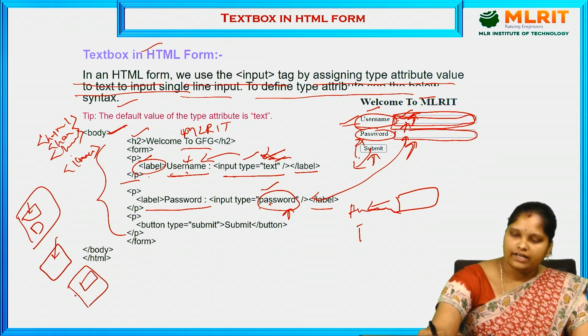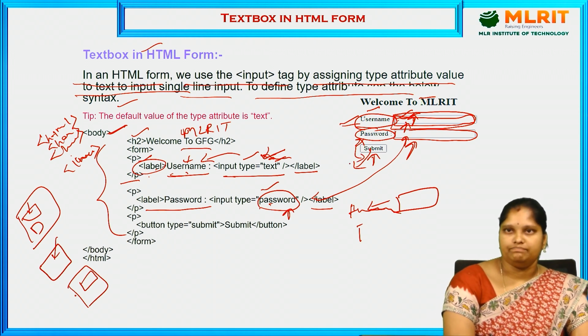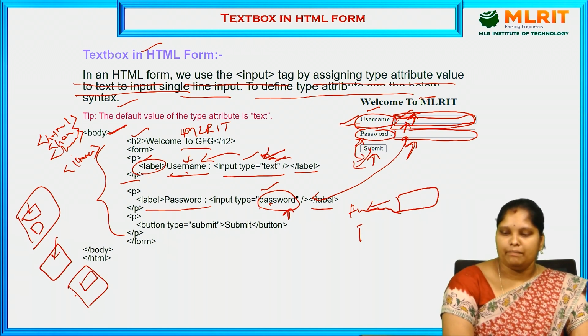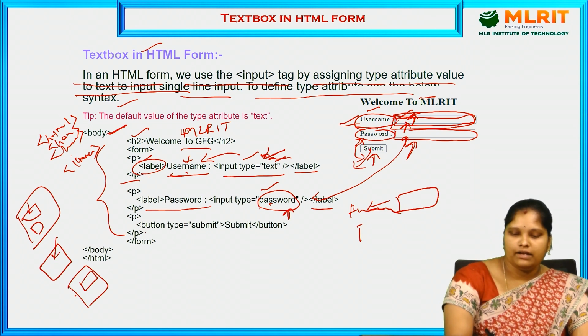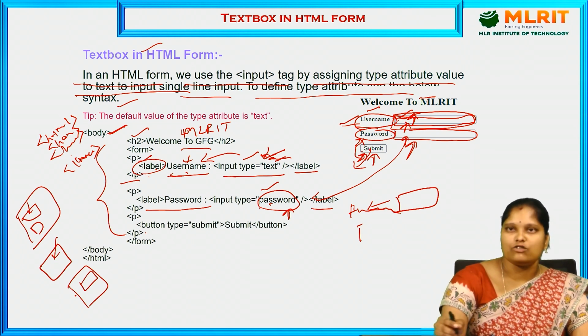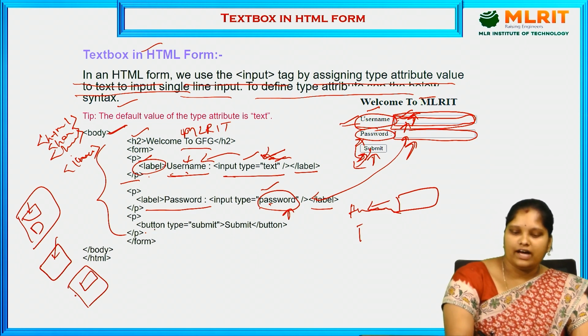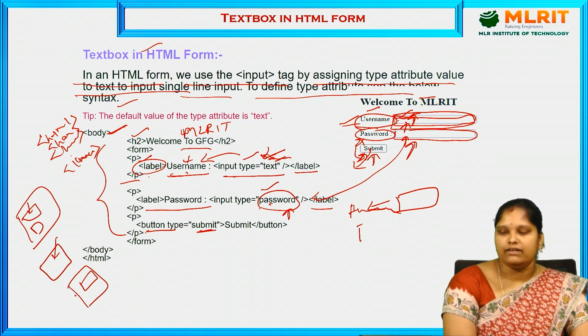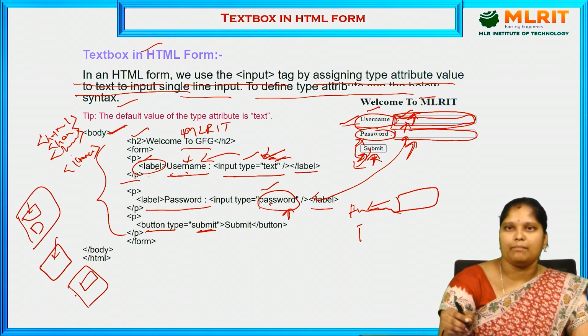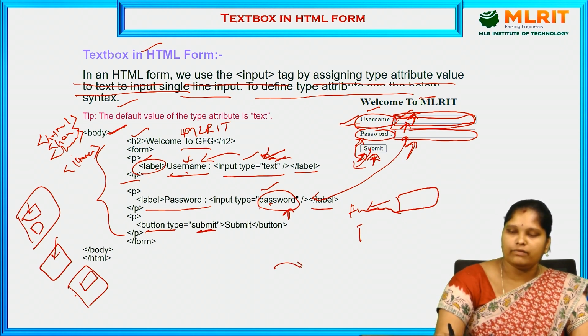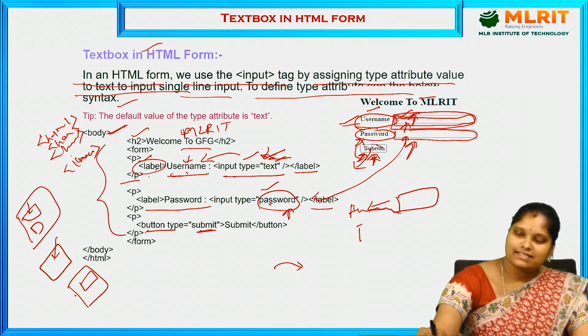After that, I need to insert submit button. For that, it is the button, right? It is not a text box or radio button, right? It is a button. So for that, button type equals to submit. Which type of button is here? Submit. By clicking on this, then action will perform, right? So it is the submit button.